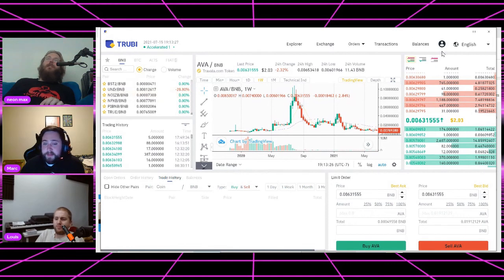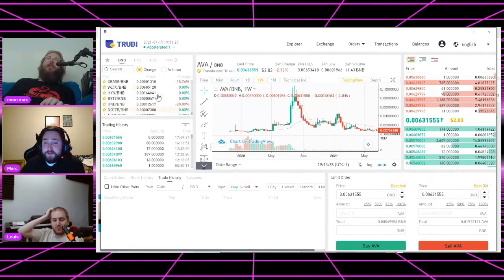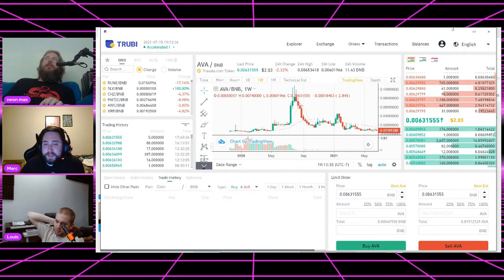Yeah, this one is mostly for spot trading on BNB. BNB is the gas token for the smart chain. So as you know, with Ethereum and gas, BNB and Binance are one and the same.